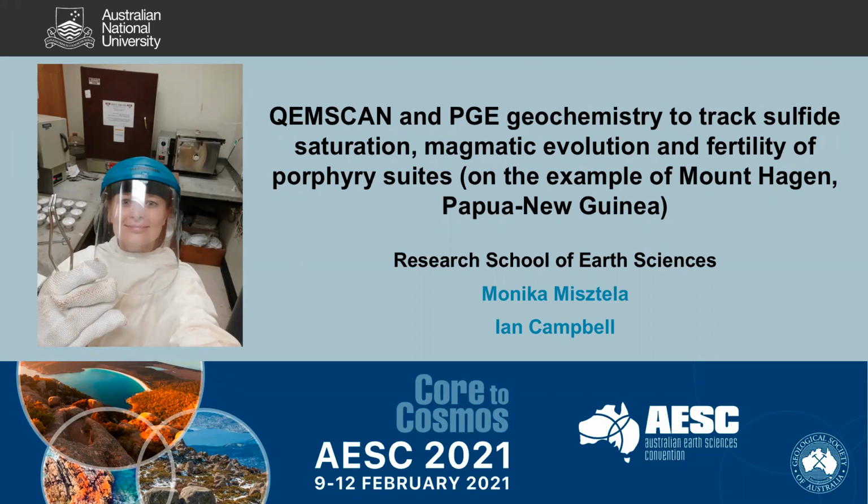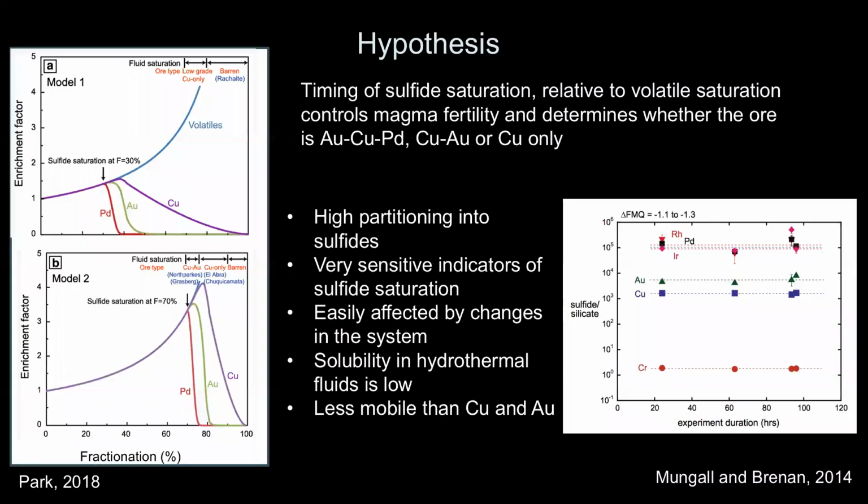ANU in Canberra. And today I will shortly talk about QEMSCAN, platinum group element geochemistry, and sulfide saturation. And all of this on the example of Mount Hagen in Papua New Guinea. So the hypothesis of my research is that sulfide saturation plays one of the most important roles in porphyry systems fertility, and it can also determine the type of the ore in the deposit.